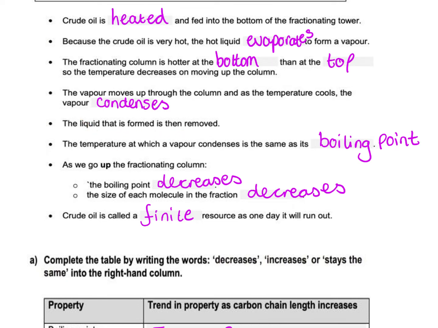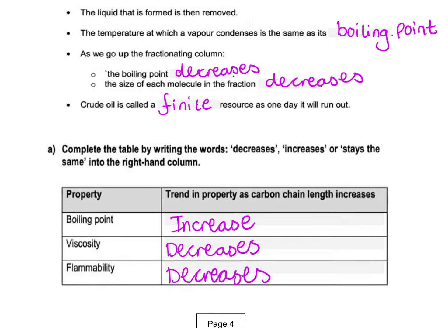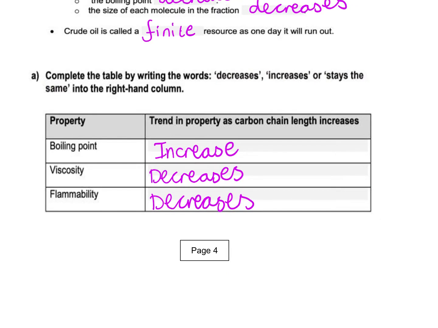The temperature at which the vapour condenses is the same as its boiling point. Up the fractionating column, the boiling point decreases and the size of each molecule decreases. Crude oil is finite, so it will eventually run out. And then looking at different properties, as the carbon chain length increases, the boiling point also increases. Viscosity, so if it's runny or not, decreases, and so does flammability, which means the ability to start a fire also decreases.